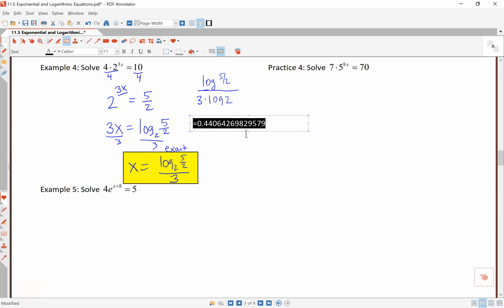And that gives us 0.441, if we were asked to estimate it.